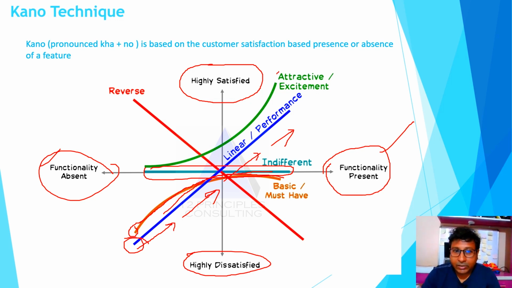these are the features, these green line, right? If it is not implemented, then customers are not dissatisfied, okay. That means customers are not actually expecting this feature. But if you implement this, it is an excitement for them. We can say these are the wow features, okay. These are the wow features.